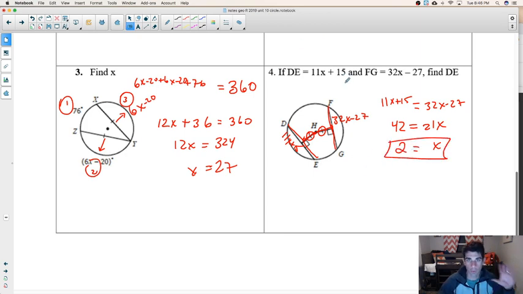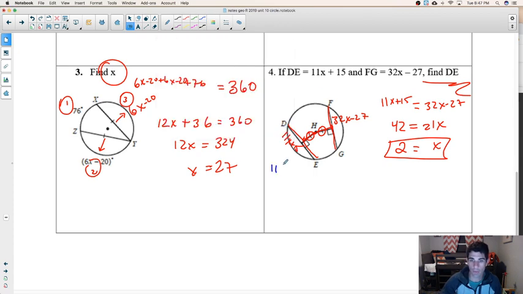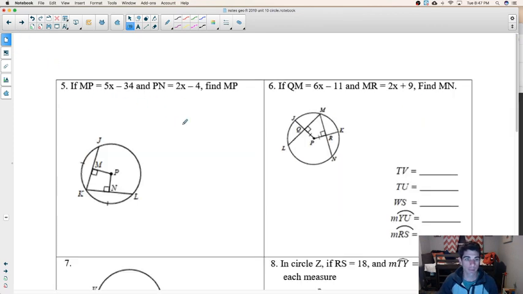Okay? Hold the phone. Find x. This one said find DE. So then that means I'm going to have to go ahead and substitute that in. So I'm going to do 11 times 2 plus 15, and we'll get the answer to be 37. So there you go. There's number 4.